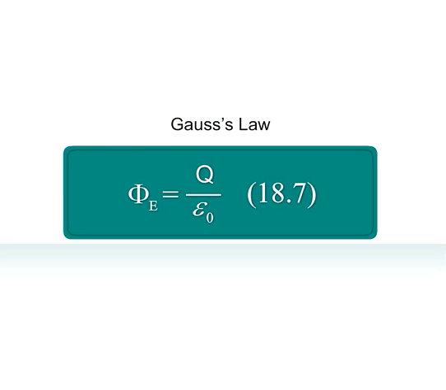Gauss's law tells us that the electric flux, phi sub E, through a closed surface is proportional to the charge Q enclosed by that surface. In this equation, epsilon sub 0 is a constant known as the permittivity of free space. Before we explore Gauss's law further, it would be a good idea to discuss the concept of electric flux.